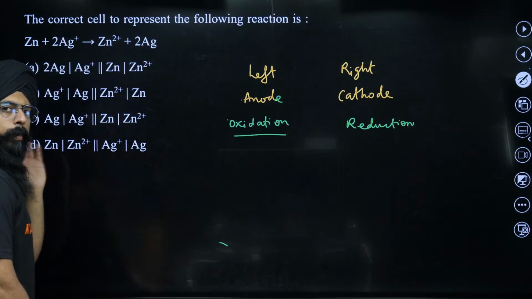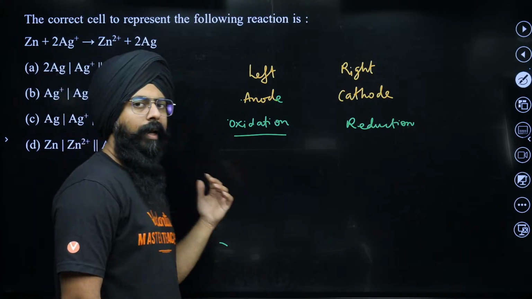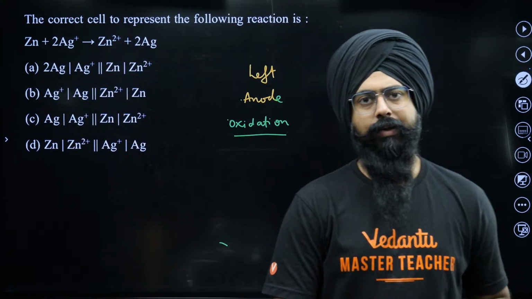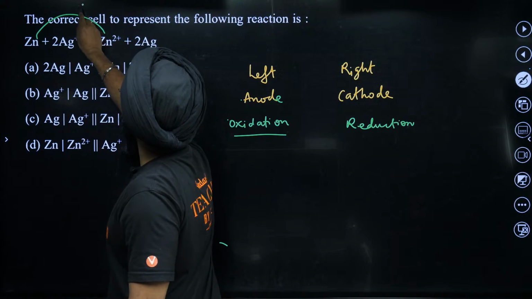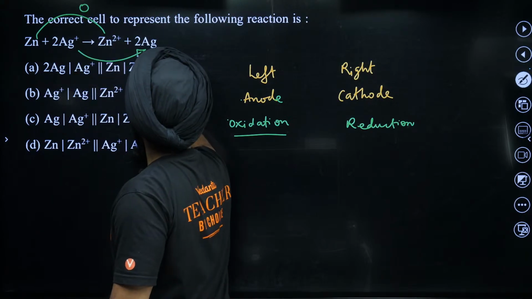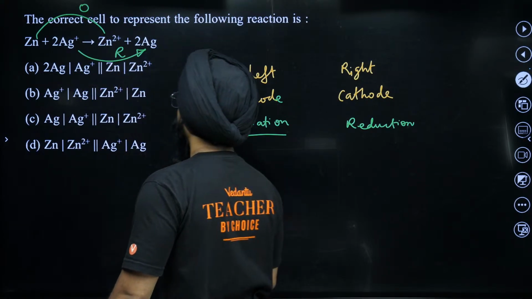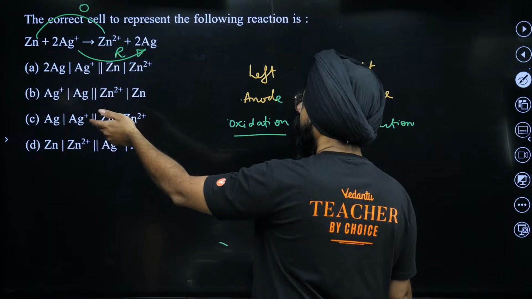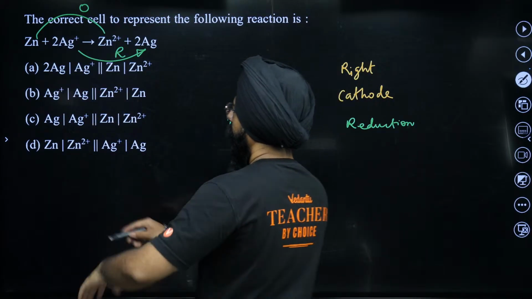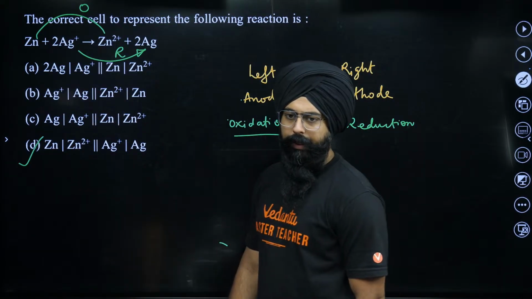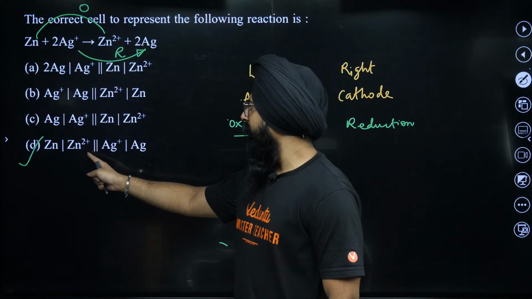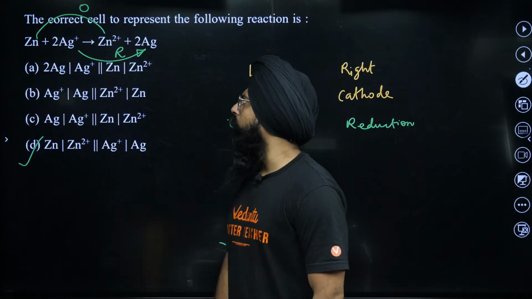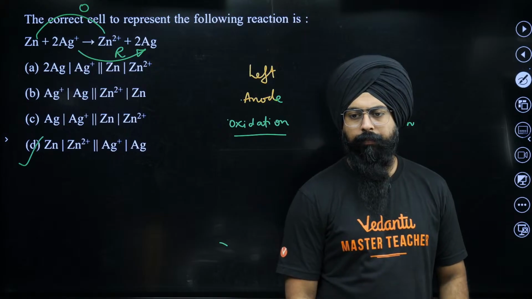So, whenever we represent a cell equation, the left side has to be the oxidation half, the right side has to be the reduction half. So, you can see that zinc is getting oxidized over here and silver is getting reduced over here. So, we would keep zinc on the left and silver on the right. Therefore, D is the correct answer. So, zinc goes towards Zn2+ and Ag+ goes towards Ag.